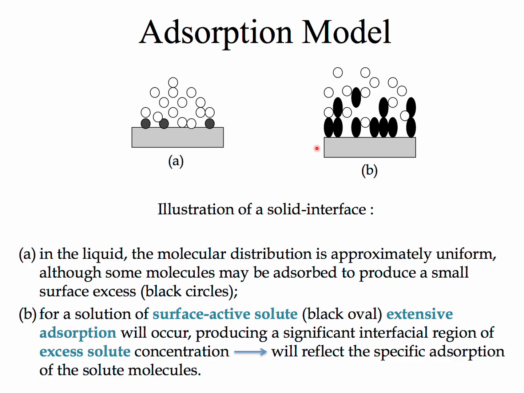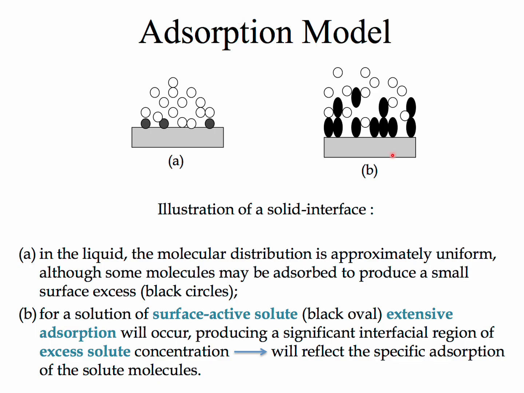Okay, let's look at this diagram to better understand adsorption at the interface. In the case of A, we are observing a normal solution that does not contain strong surface active molecules. In this situation, the molecules are mostly evenly distributed throughout the liquid. Only a small number of molecules are adsorbed onto the surface, which is represented by this black circle. As a result, the amount of adsorption is low and the concentration at the surface is only slightly higher than in the bulk solution.